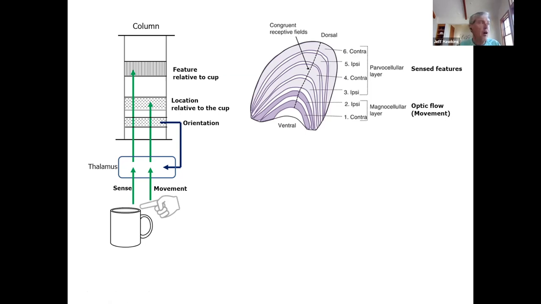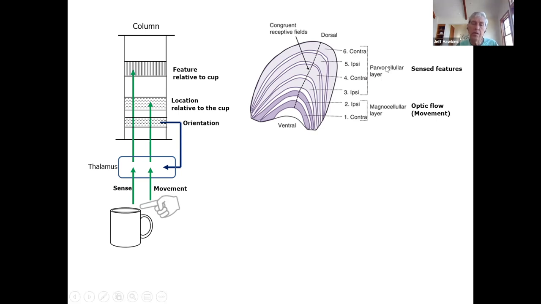Those cells are very fast response. They fire very quickly and they fire to changes and they don't persist. So if there's a change, they fire. But if it stops moving, say they represent a dot of light moving across the visual field, but if that dot stops, they stop firing right away. So they're very fast and they represent change.